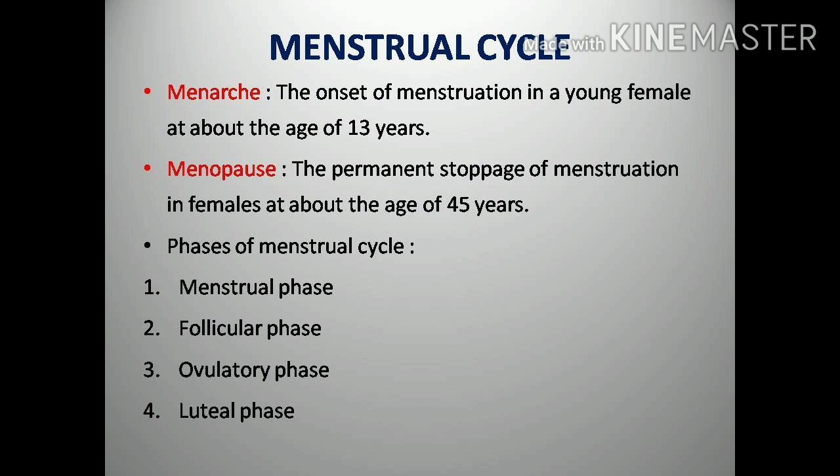The two hormones produced by the pituitary gland, follicle stimulating hormone, that is FSH, and luteinizing hormone, that is LH, promote the maturation and release of the ovum. This FSH and LH are helpful for the maturation of the egg.